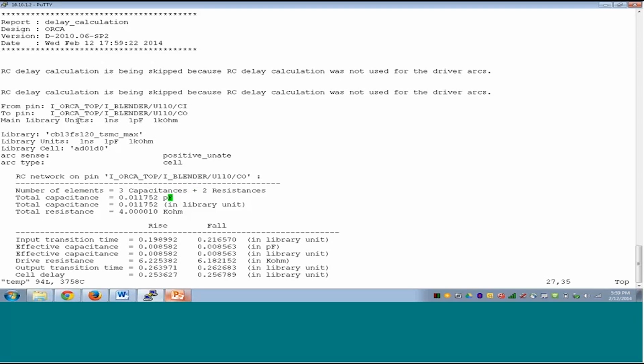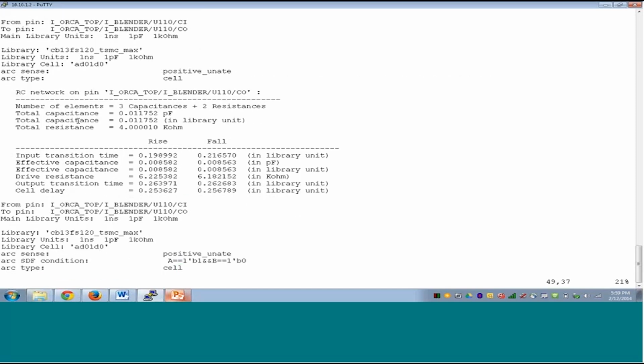This total capacitance is the pin cap plus whatever cap it sees from the RC network, and the total resistance. Then here it is telling me the input transition time, the effective cap, the drive resistance, the output transition time, and the cell delay. This is where it calculates. It will not show you the actual algorithm and formula it uses, obviously, it's proprietary, but it will show you the input transition value and the output value for this particular cell. It will show you from input to output for all the timing types that are defined in the library.